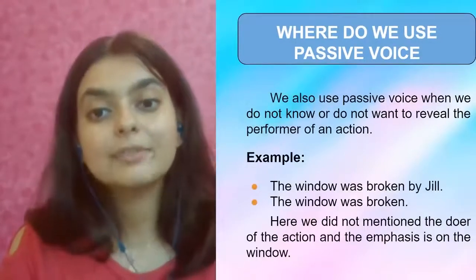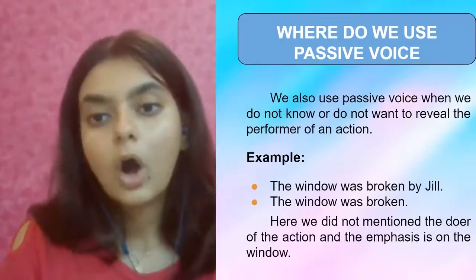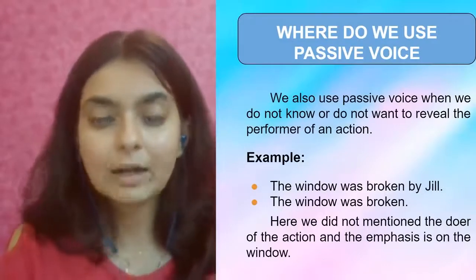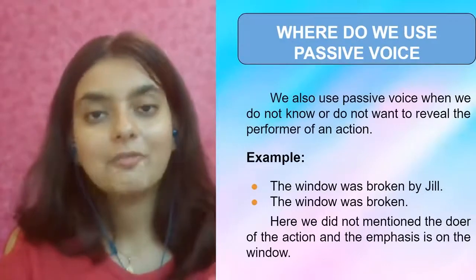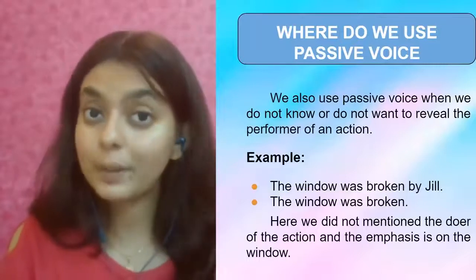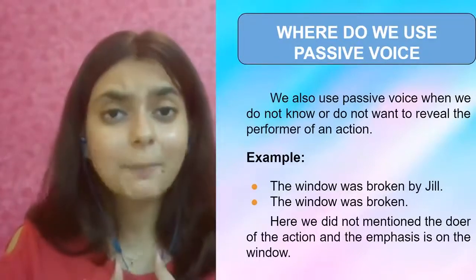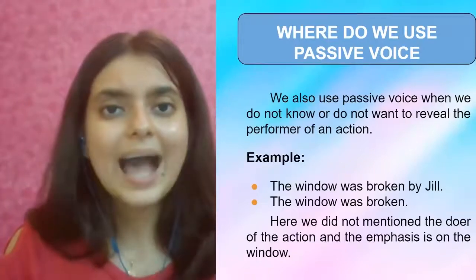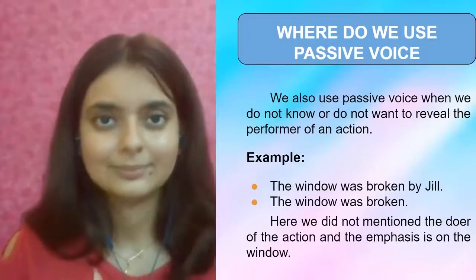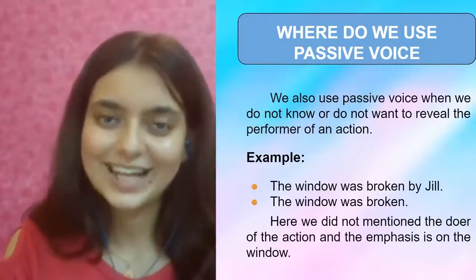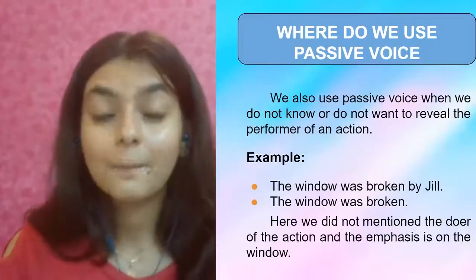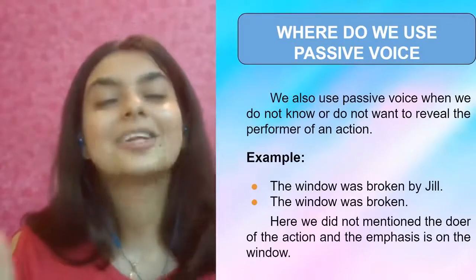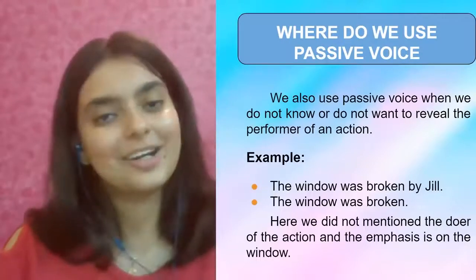We also use passive voice when we do not know or do not want to reveal who performed the action. For example, the window was broken. So we know that Jill has broken the window, but we want to hide it. So suppose in your house your brother or your sister, the younger one, has broken a pot and you want to save your brother or sister. So what would you say to your mother? Mother, mother, the pot is broken. So that means you want to hide the identity of the person.